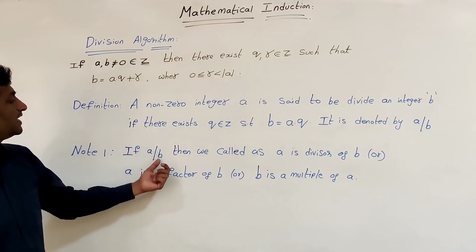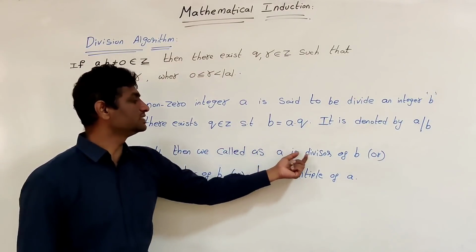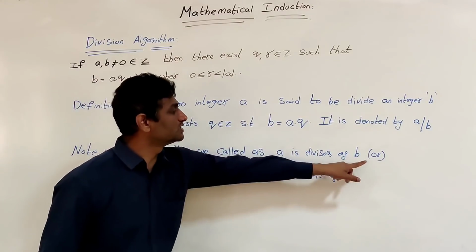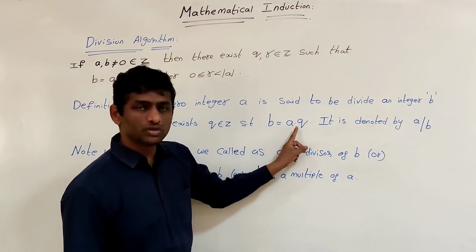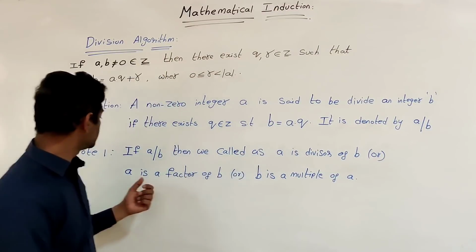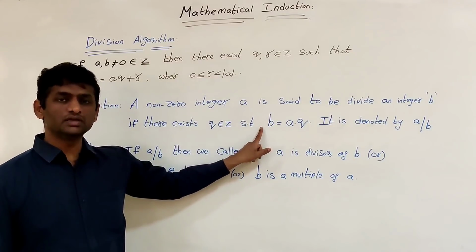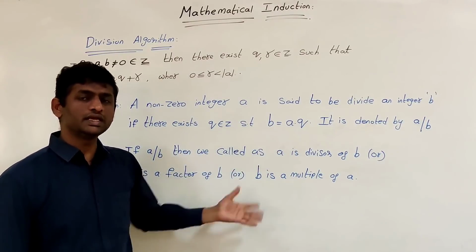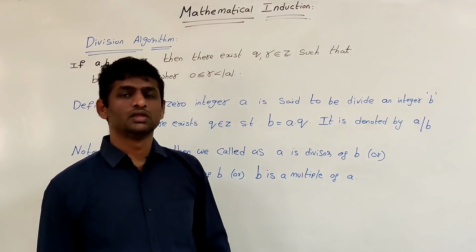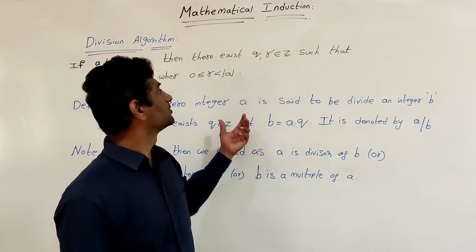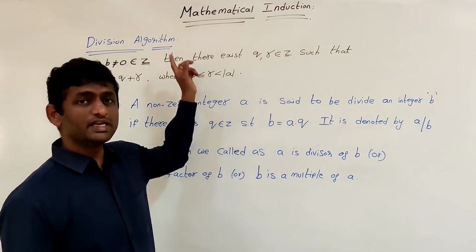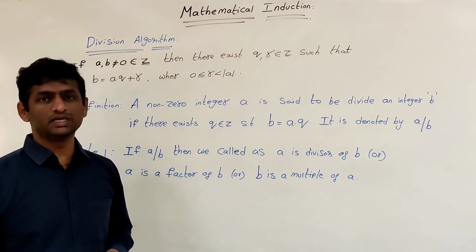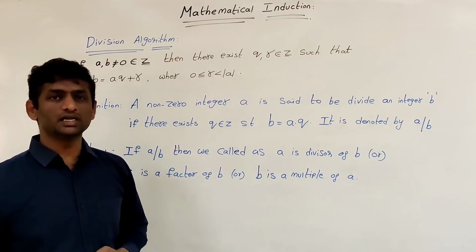That is, if a divides b, then we call a a divisor of b, which means b is equal to a into q. We can also say a is a factor of b, or b is a multiple of a. In any case, the remainder will be 0. Now, coming to this session, based on divisibility, we will see some statements on divisibility and prove them by using mathematical induction.